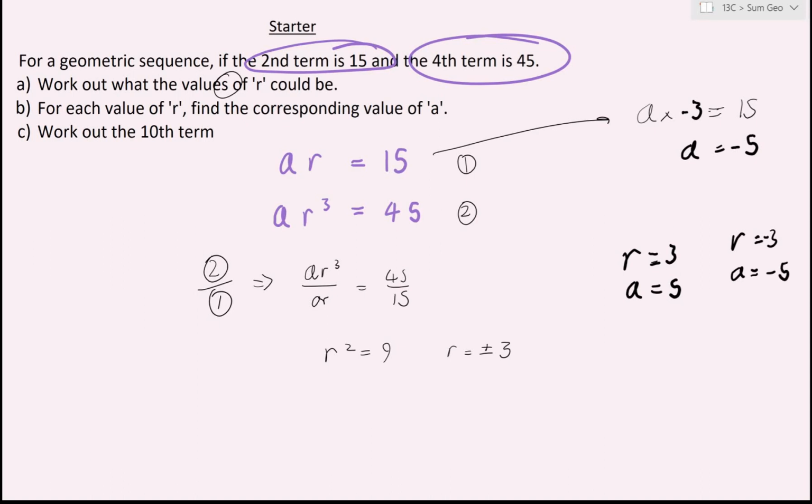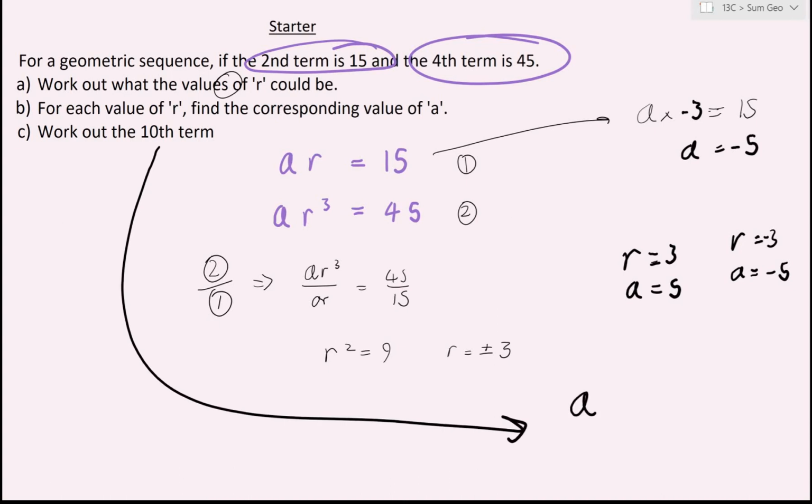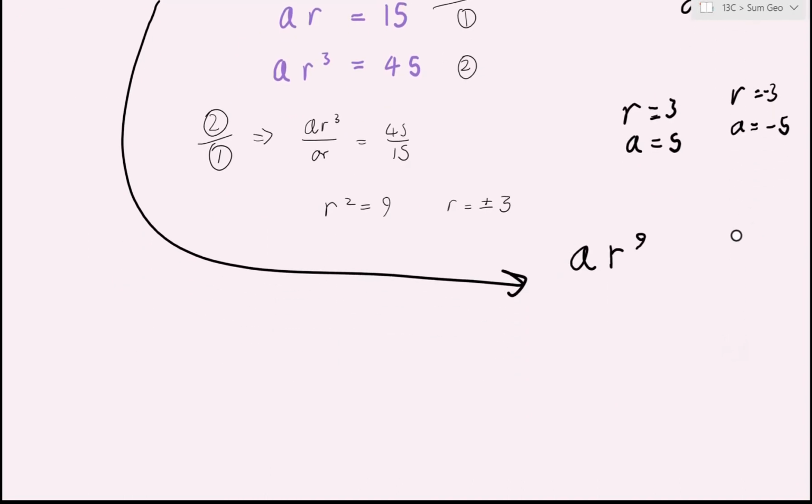Then it says work out the 10th term. That is going to be ar to the 9. And with this sequence, the answers are going to be the same for each pair of values. So in each case, the minuses are going to cancel themselves out. Hence why it said work out the 10th term, not the possible values for the 10th term. You can use either or use both. So you just type in 5 times 3 to the 9, or minus 5 times minus 3 to the 9. They give you the same answer.